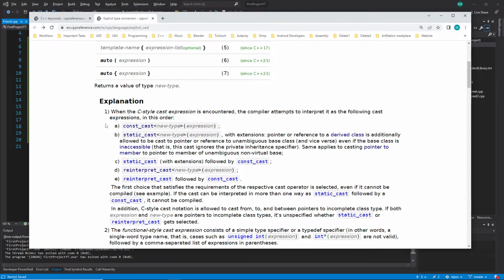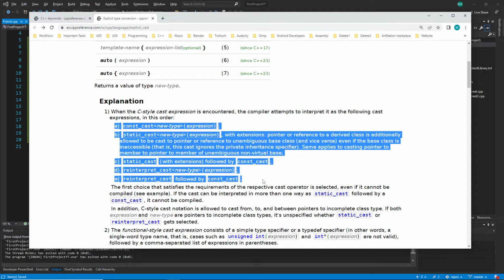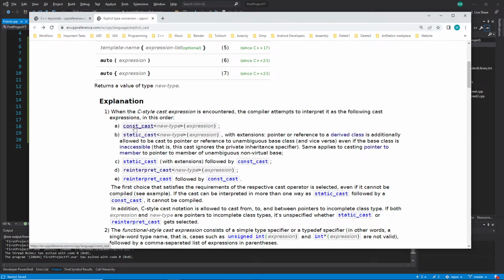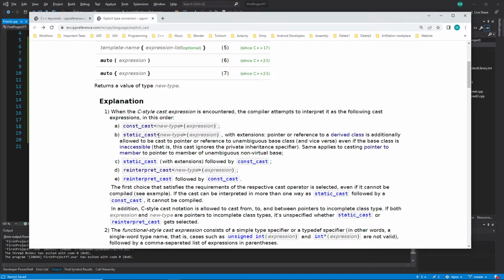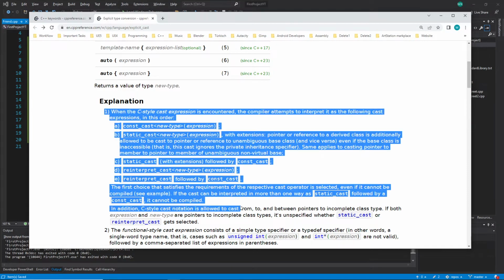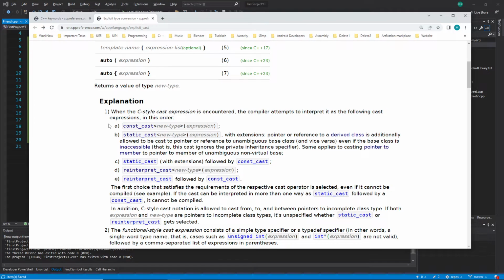Important to note here is that we have to understand what a const cast is, what a static cast is, what a reinterpret cast is. In other words, these cast notations in C++. And the next note is that this cast is bad. Why is it bad? Because it starts with a const cast. Const cast, like I said before, you should normally use only in special cases, and you should not try to make a const cast in the first attempt.